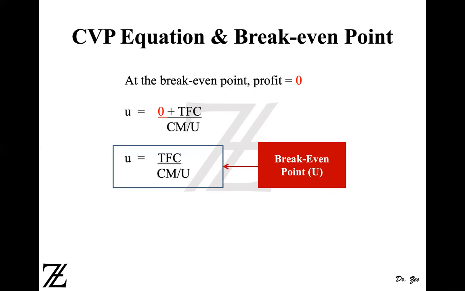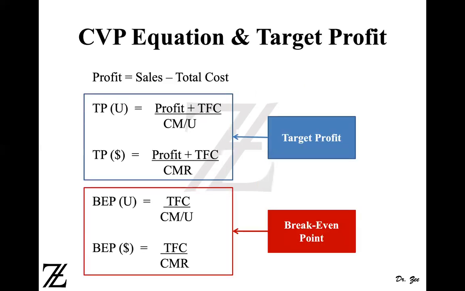Now, break-even point can be calculated in dollars. Same thing, the target profit can be calculated in dollars as well. If you see here in the top equation, the target profit in units is profit plus total fixed cost divided by contribution margin per unit. That's the equation we derived. If we substitute contribution margin per unit here with contribution margin ratio, this will give you target profit in dollars, meaning how much you have to sell in order to reach a certain amount of profit. Before it was target profit in units, how many units you have to sell in order to reach target profit.